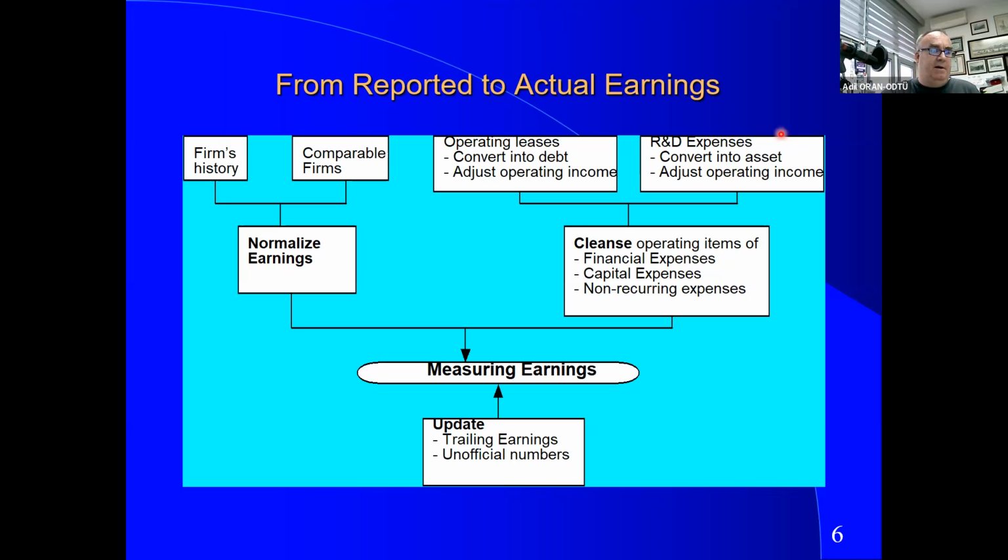Okay. And if there are any other problems, also clean those out. So, for example, expenses which are misclassified, financial versus operating versus somewhere else, we'll also try and adjust those. And finally, if you have one-time events which affected your company, so non-recurring expenses. So yes, they were real. They affected that one year.